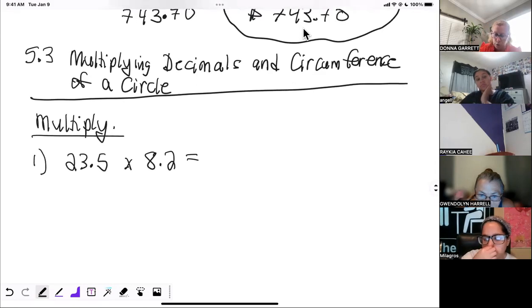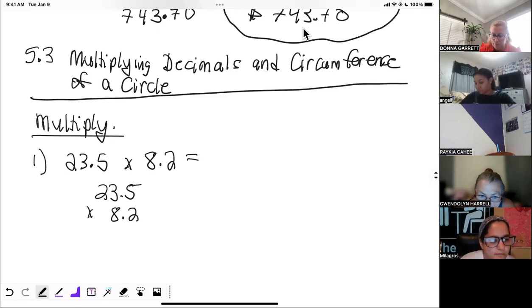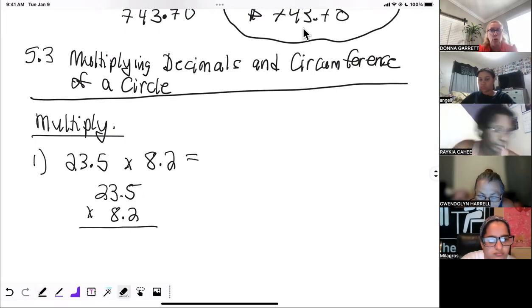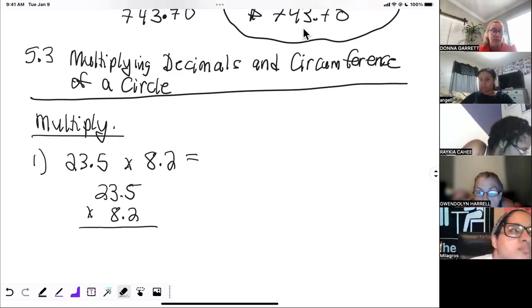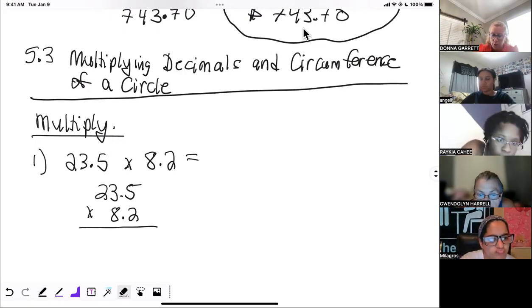Okay, so we're going to do 23.5 times 8.2. Now, the decimals line up only for one reason. That's because you have to line everything up to the right. And just because I line it up to the right, the decimals seem to line up, but the decimals don't have to line up. I can show you in the next problem that they won't line up. But this happens to line up because of the way the problem is. So you always line up all your numbers to the right side. Decimal does not have to line up. All right, and then we're just going to pretend those decimals aren't there, and we're going to multiply. We'll deal with decimals at the end.